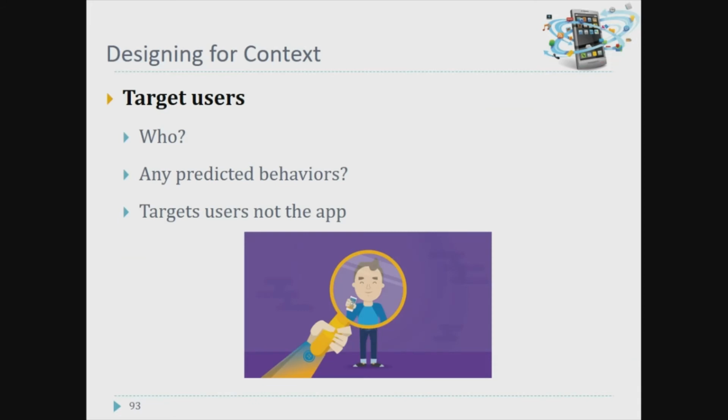Target users is about who will use your application, and any predicted behavior of your target users. Let's say your target user is an older person. So what is the predicted behavior? They love to have the biggest phone compared to the younger generation. So you should know that part. What is the special behavior that the user has? Your target users, not the application.